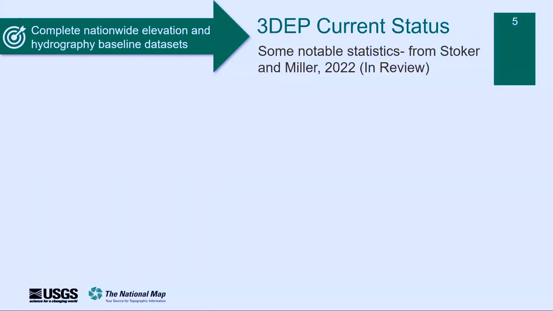Talking about where we are right now in terms of the 3DEP baseline, I have a paper that's in review right now, but I pulled out some interesting statistics from it that I thought you all might find notable. As it relates to the point cloud data, we have over 39 trillion points available, and those points span over 1,700 projects.